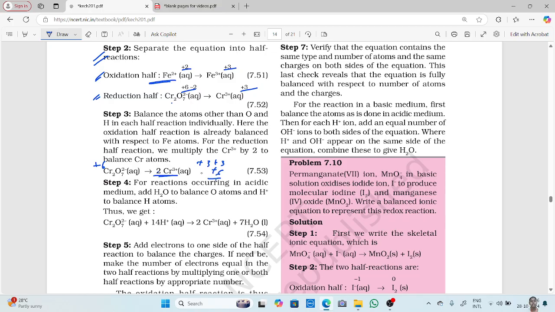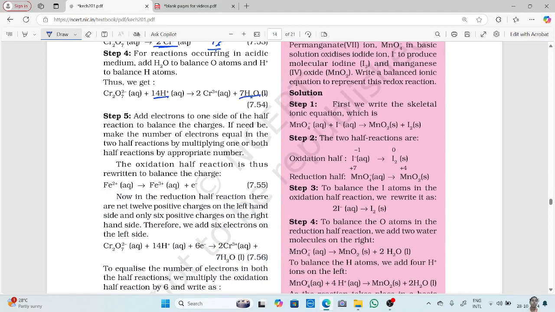Now for reactions occurring in the acidic medium, add H2O to balance the oxygen atoms and H plus ions to balance the hydrogen atoms. Now you have to add water molecules to balance the hydrogen and oxygen atoms. Here you have 7 oxygen. So you want 7 H2O molecules. If you have 7 H2O molecules, you have a total of 14 hydrogens. So add 14 H plus on the left hand side. So you have balanced oxygen as well as hydrogen.